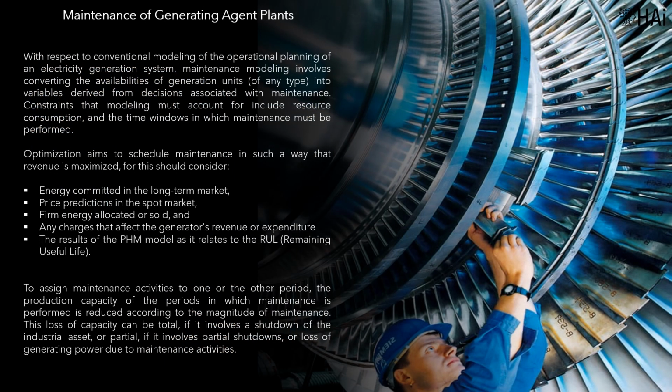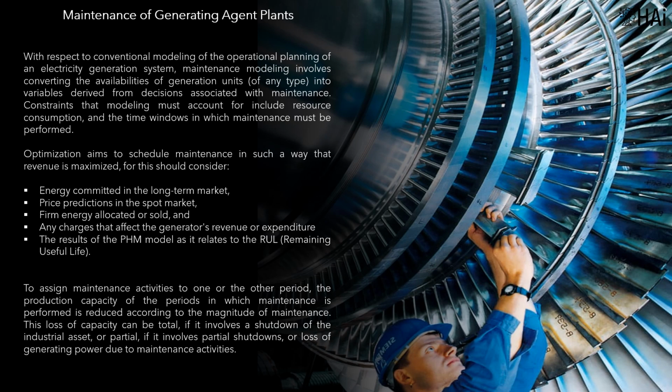With respect to conventional modeling of the operational planning of an electricity generation system, maintenance modeling involves converting the availabilities of generation units, of any type, into variables derived from decisions associated with maintenance. Constraints that modeling must account for include resource consumption, and the time windows in which maintenance must be performed. Optimization aims to schedule maintenance in such a way that revenue is maximized. For this, it should consider energy committed in the long-term market, price predictions in the spot market, firm energy allocated or sold, and any charges that affect the generator's revenue or expenditure.